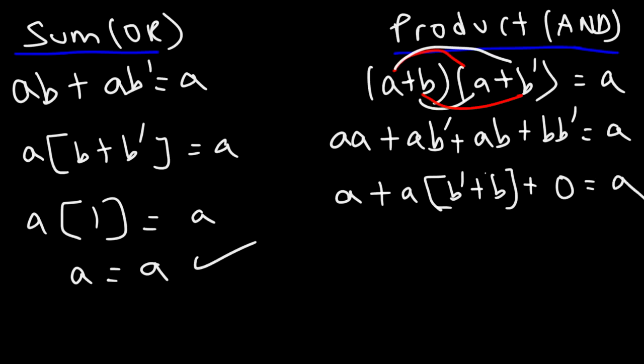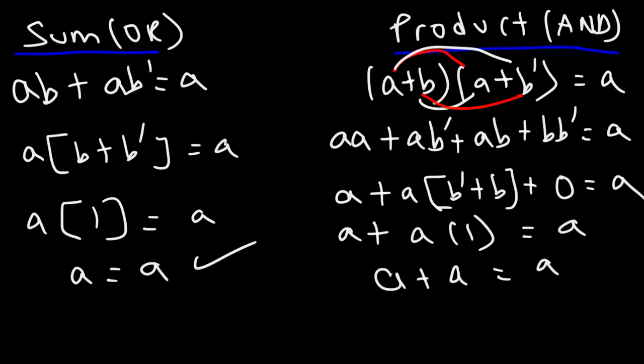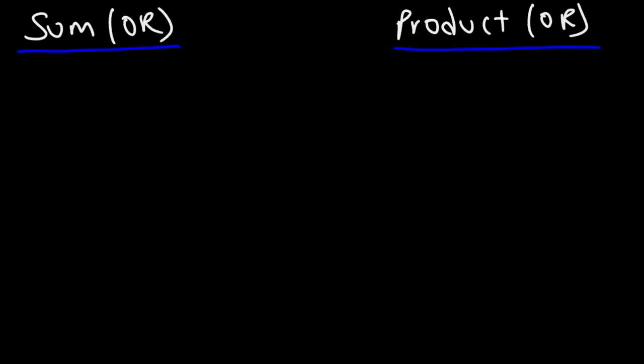Now we can use the complement property that's associated with addition, or the OR operation. We know that B prime plus B is 1. And so right now we have A plus A left over. And using the idempotency rule for addition, A plus A is A. So that's how we can prove that the adjacency rule is true using the other rules.